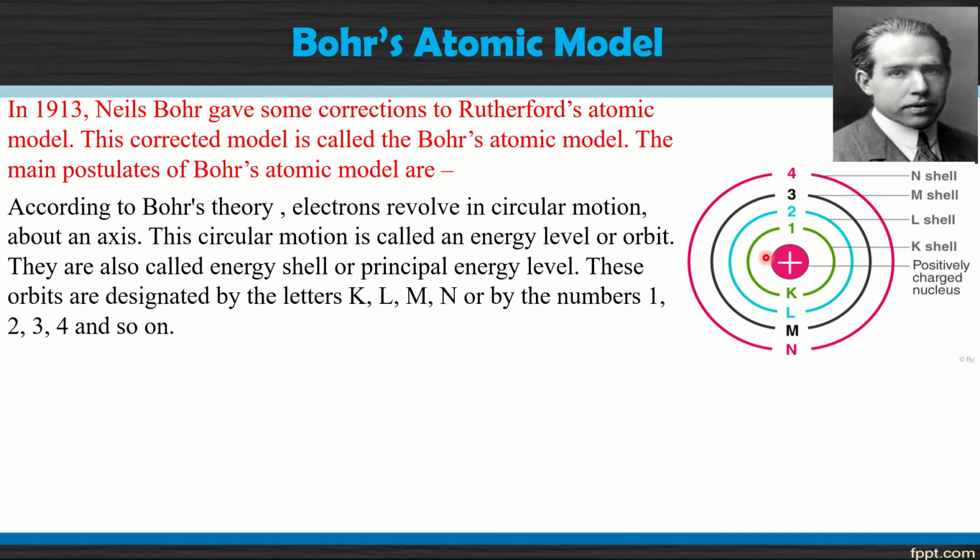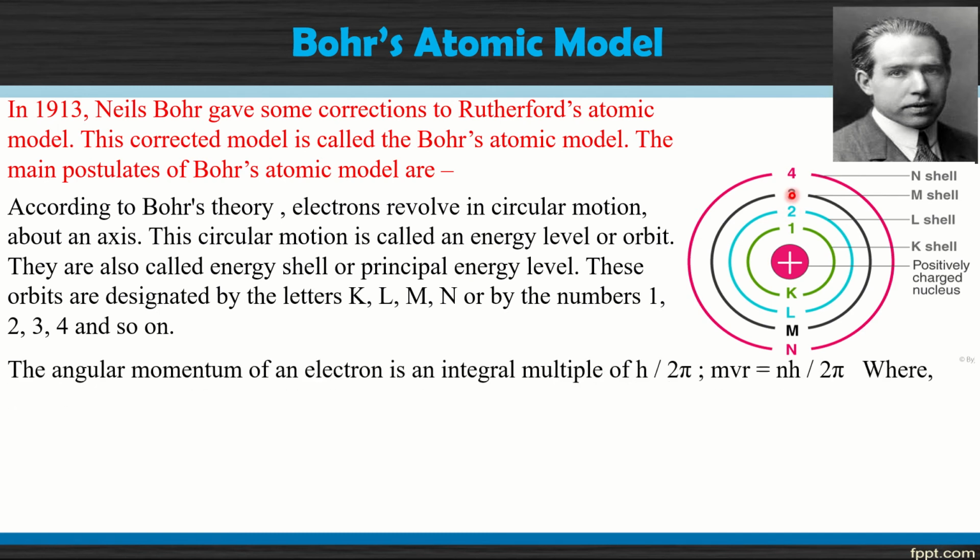This is the nucleus, and electrons revolve around the nucleus in some circular orbits, and Bohr gave names to these circular orbits in a different way. This is the first energy level. This is K shell, L shell, M shell, N shell, or 1, 2, 3, 4. First energy level, second energy level, third energy level, fourth energy level, and so on.